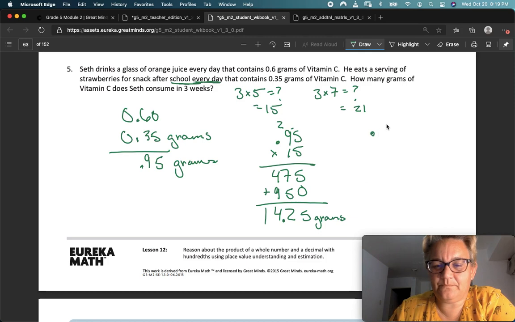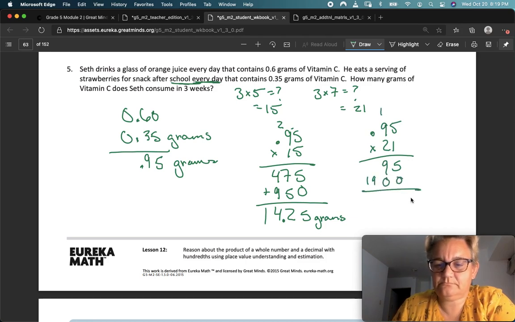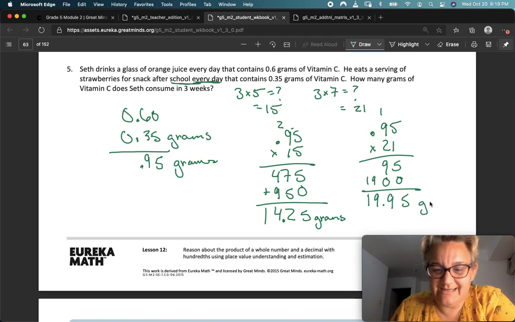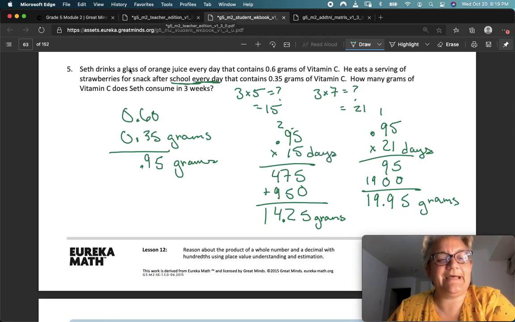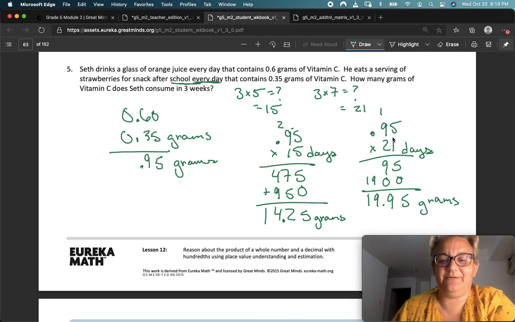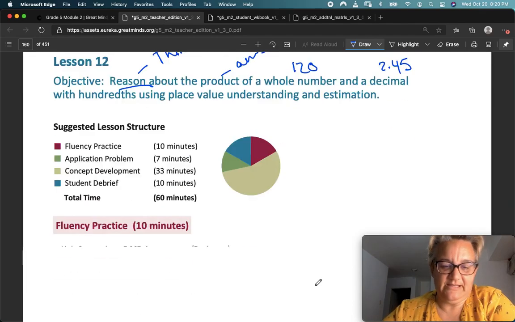And 5, 9, 0, 10, 18, 19. And if we say every day, that would be 19.95 grams. Okay, so this is if we're counting 3 weeks as being 21 days. And this is if we're counting 3 weeks as only being 15 days. Let's just see what they put in their answer book, because I think this could go either way. And if you were to give me this answer on a test, I would take it. And if you were to give me this answer on a test, I would take it too, because the wording isn't very clear. Let's see what they thought 3 weeks was.